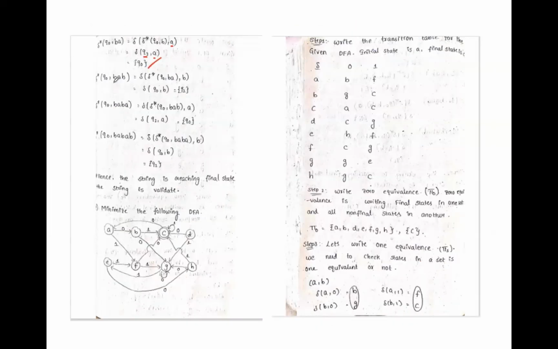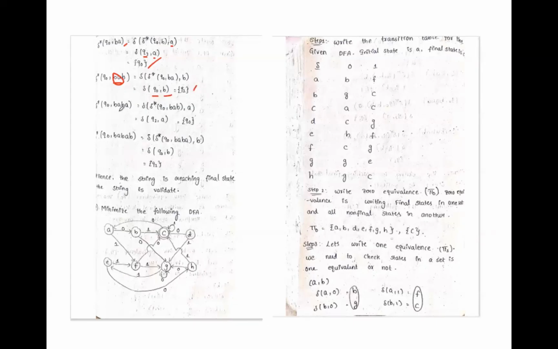Then take the next three characters, Q0 on BAB. So this can be written as delta star of Q0 on BA comma B. So here delta star of Q naught on BA is the value which is Q naught. So write Q naught, and here the leftover symbol is B. So Q naught on B, from the transition table, it is Q2.